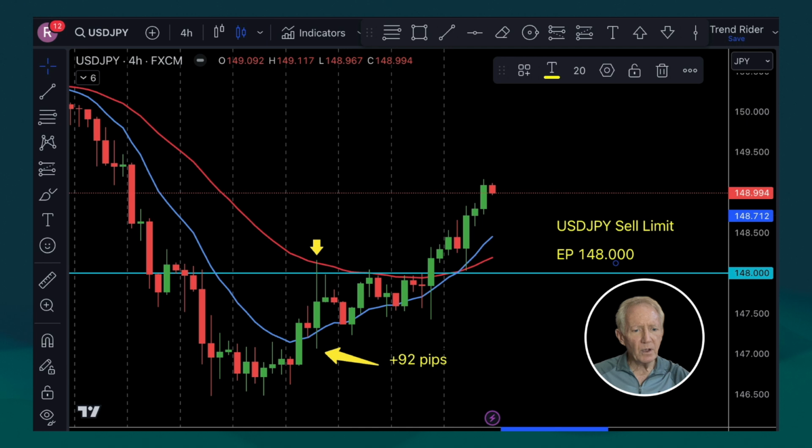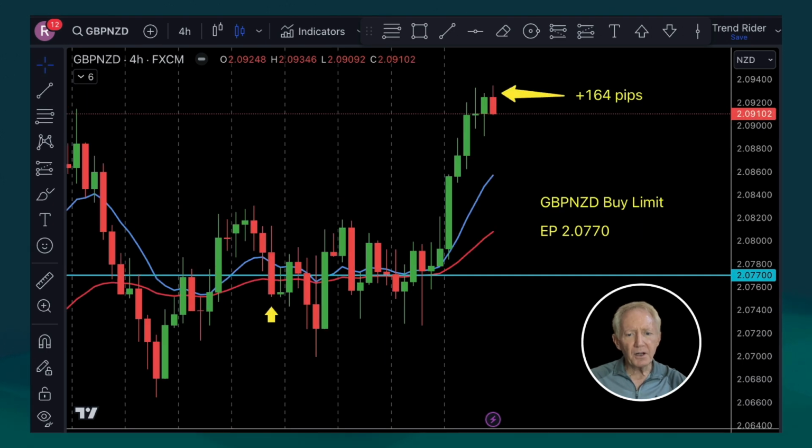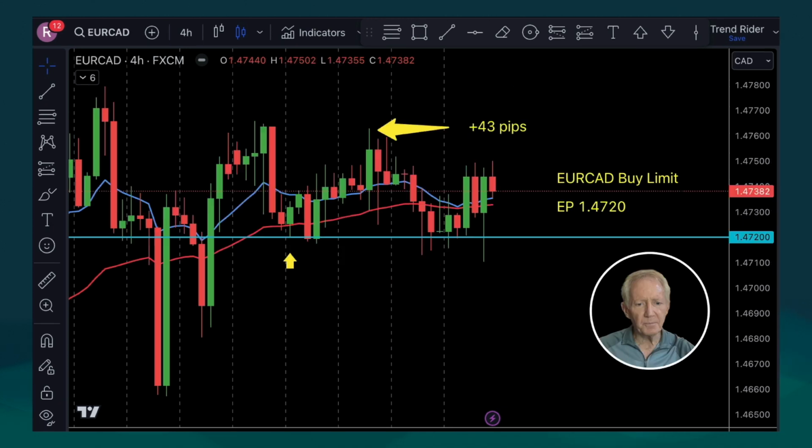The UJ was a sell limit last week, and we managed to get 92 pips out of that one, so a good profit on the UJ last week. Then our cash cow was the Pound New Zealand with a buy limit, and that one played out all week long, and finally closing on Friday in the US session with 164 pips on the Pound New Zealand. And then the Euro CAD did okay. All right, the buy limit opened up on Tuesday and then gave us 43 pips on that one.